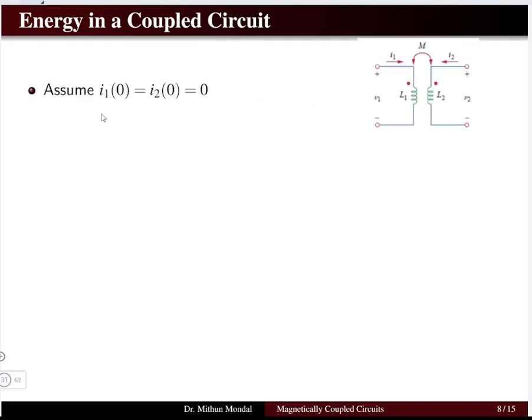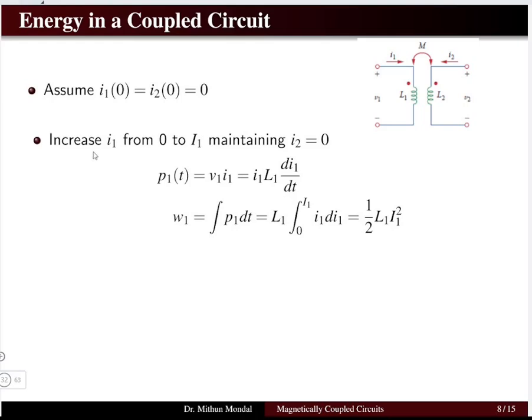We assume the condition that initially there is no current present in the two coils, and hence the energy will be zero under the initial conditions. Two coils are there, L1 and L2, where the currents are flowing into the dotted terminals, and we have the mutual inductance between the two coils. Now consider that we increase the current I1 in the first coil from 0 to capital I1, maintaining the second current at 0. So in this first case, no current is flowing in the second coil.